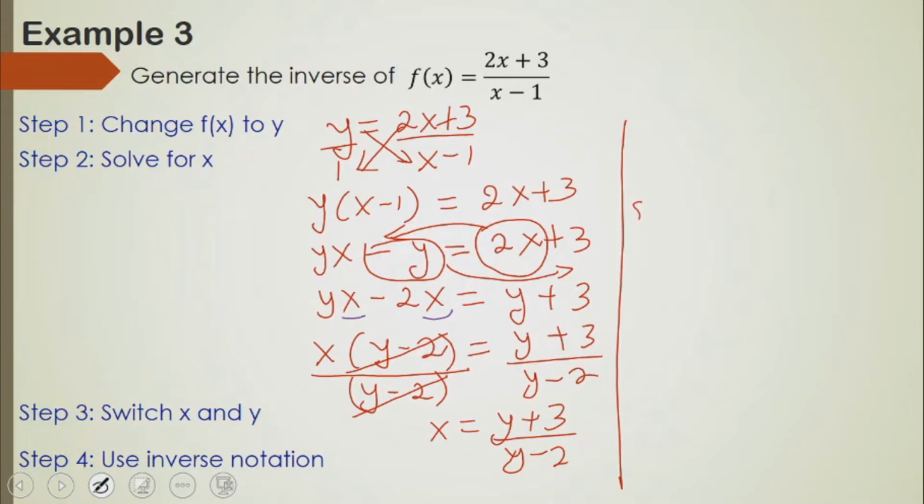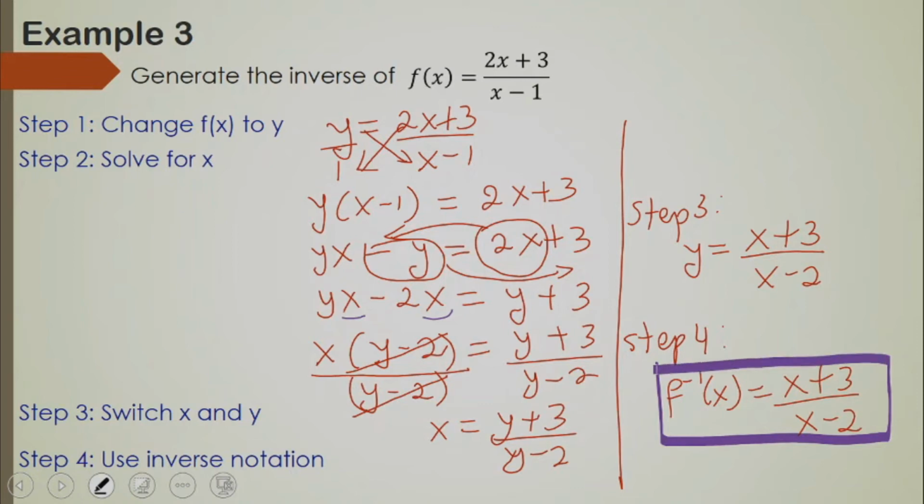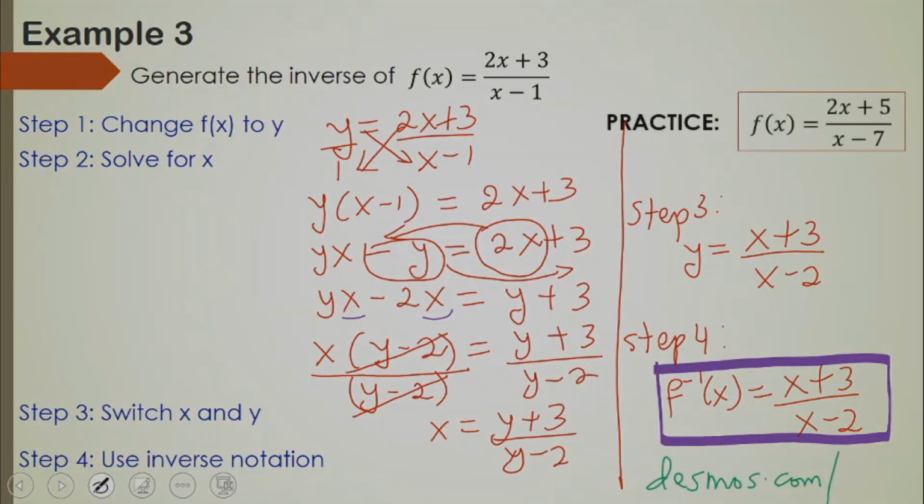So let's do step 3. Step 3 says we need to switch the x and y. So it will become y equals x plus 3 divided by x minus 2. So step 4, we now need to use our inverse notation. And this is now the inverse of our original function. I encourage you to graph all these functions and their inverses on Desmos using desmos.com/calculator. So I want you to find the inverse of this function.